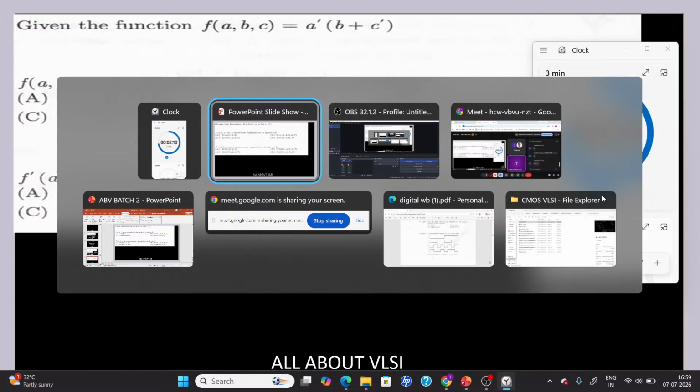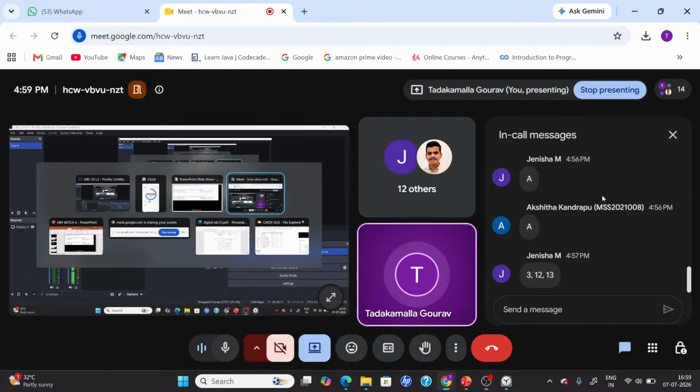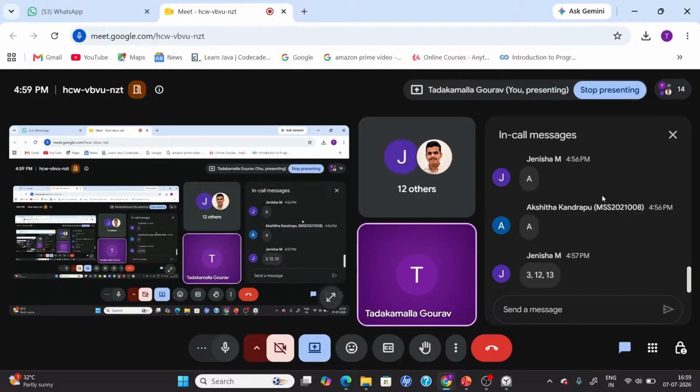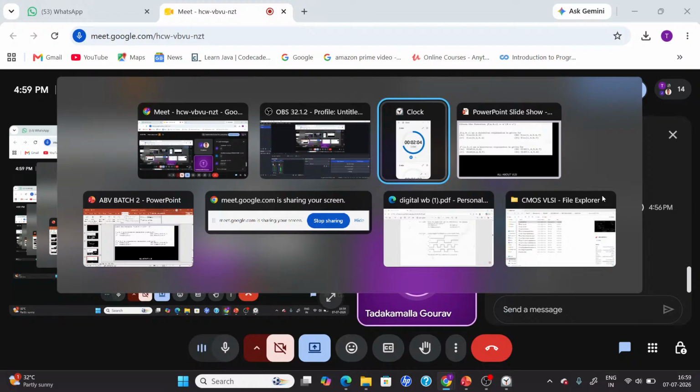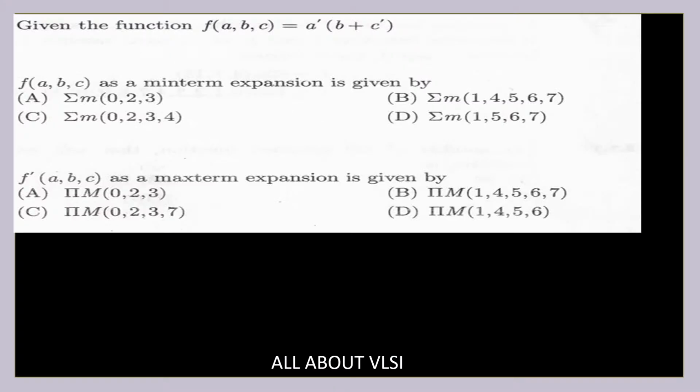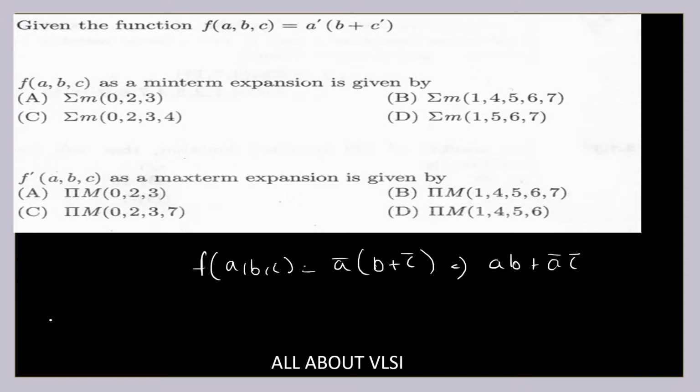I think by now you might have got it exactly. 3, 12, and 13. Yes. Others also please try to do it. So f of a, b, c is given as a complement into b plus c complement, right? So which is nothing but ab plus a bar c bar. Okay. And we need to find the minterm.